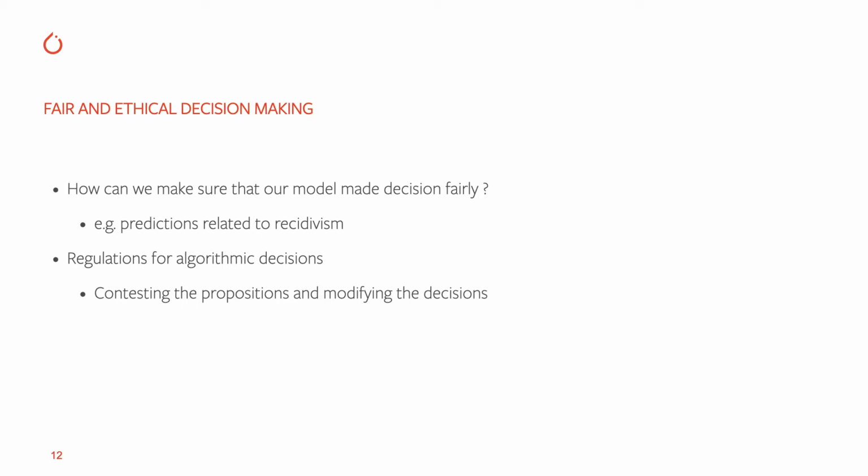Lately, more regulations on algorithmic decision-making have been made that require decision-making to be grounded in interpretations and reasoning for why the prediction was made a certain way. Some regulations see algorithmic decision-making as contestable, so that they can help to contest propositions and modify decisions.